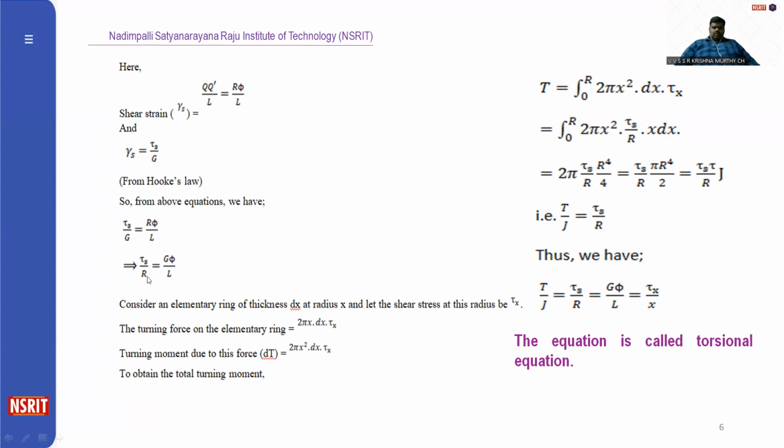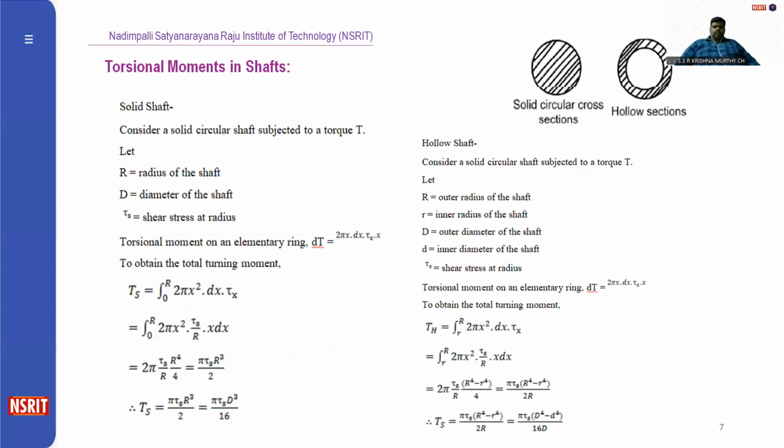In this first equation, I got τs by r is equal to Gθ by L. So on clubbing these two equations, I can write it as T by J is equal to τs by r is equal to Gθ by L. So this is called our torsional equation. Based upon this equation only, we'll be finding the power of the shaft, and when the shafts are in series or parallel, and many problems can be identified.